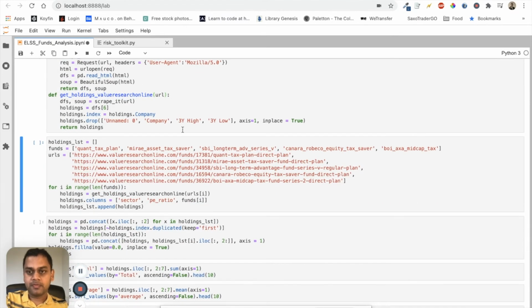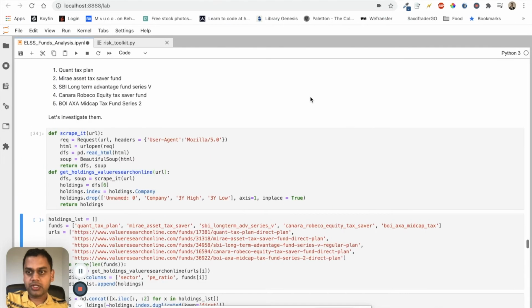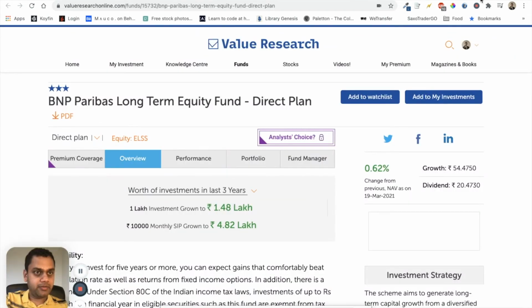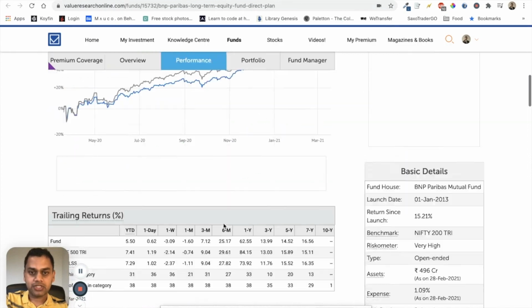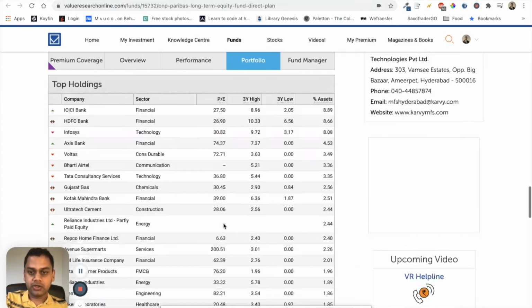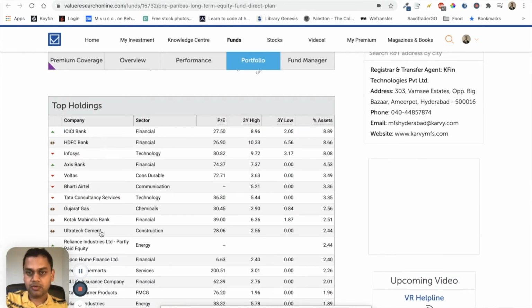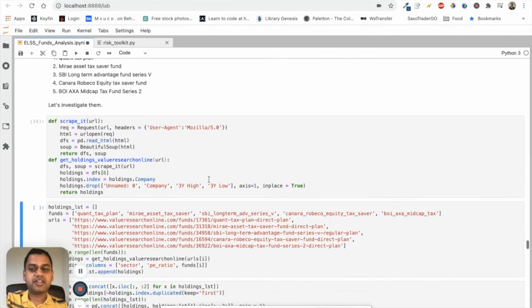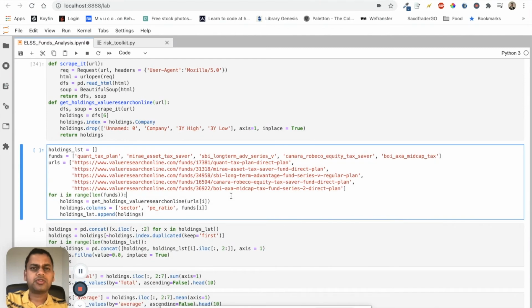Every one of these funds has a page on Valueresearchonline which has all the data. You can go and take a look. And what they have is the portfolio holdings, the composition of what stocks these funds hold. We're just going to investigate these 5 different funds to look at what sort of stocks they hold in their portfolio.